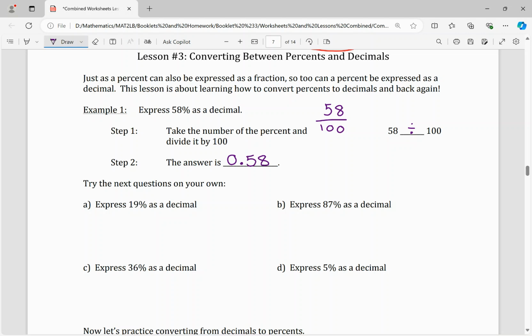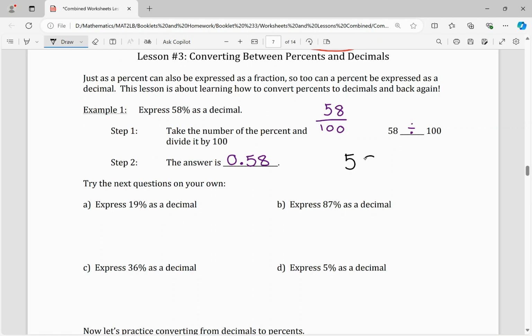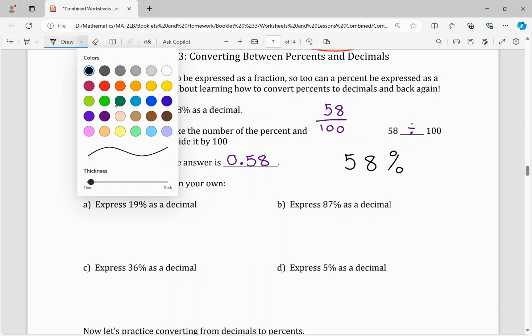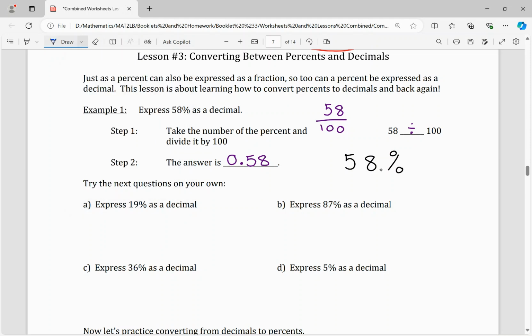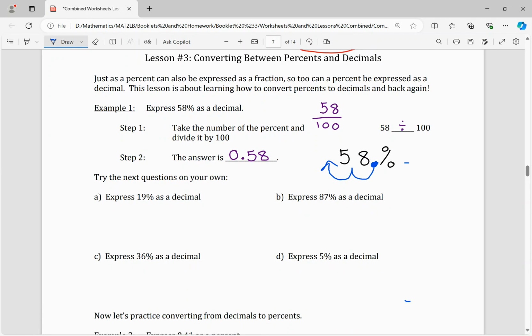Now, if you practice with this enough times, you'll realize that there's a pattern. All that we're doing here is we're taking the number 58 in percent form, and in order to change that to decimal form, we take the decimal itself, which hangs out right here at the end, and we move it 2 spots to the left, giving us 0.58. This is equivalent to dividing it by 100.